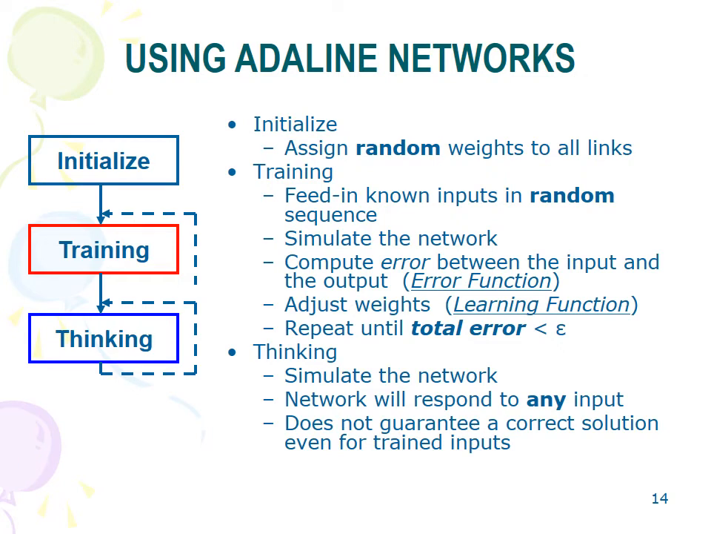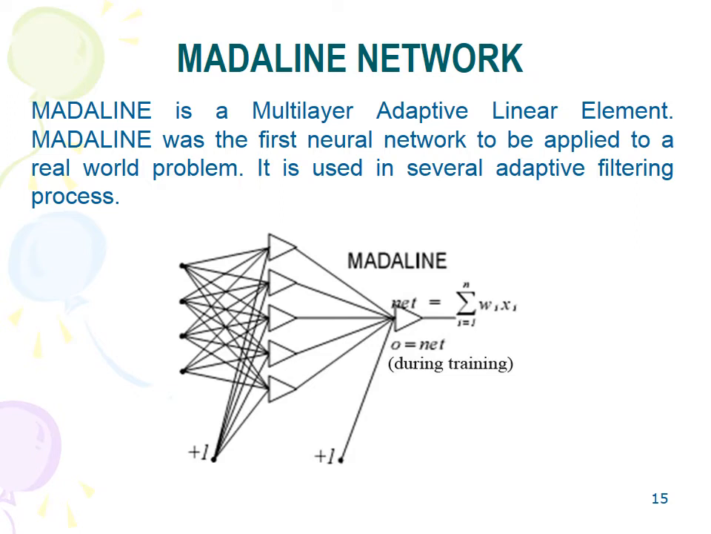Then in testing we simulate the network, and the network will respond to any input, but it does not guarantee a correct solution even for the trained inputs. The Madaline network is a multi-layer adaptive linear element. It was the first neural network to be applied to real world problems, in the case of phone echoes. It is used in several adaptive filtering models. During the training process it behaves like multiple adaptive linear elements.